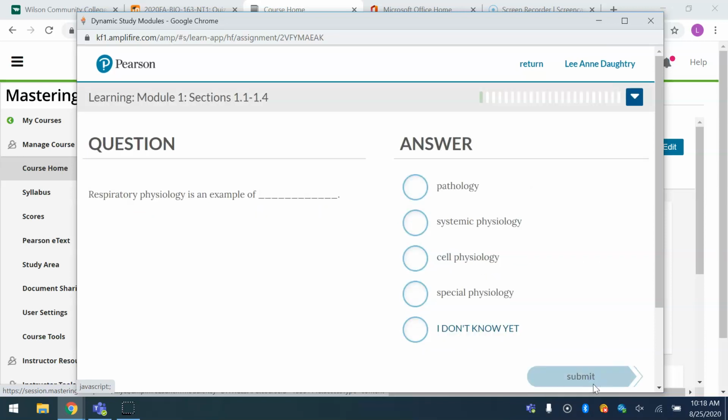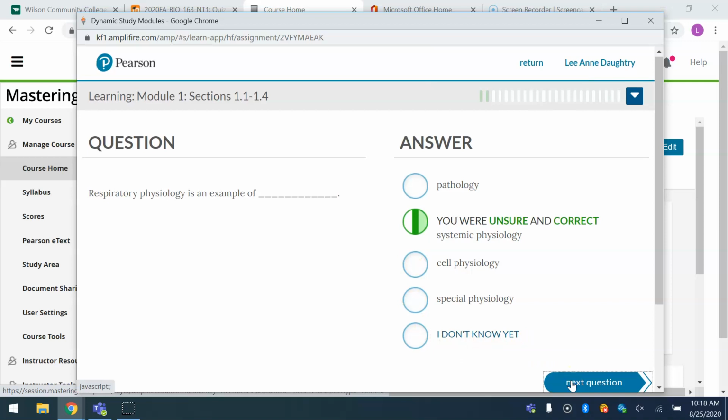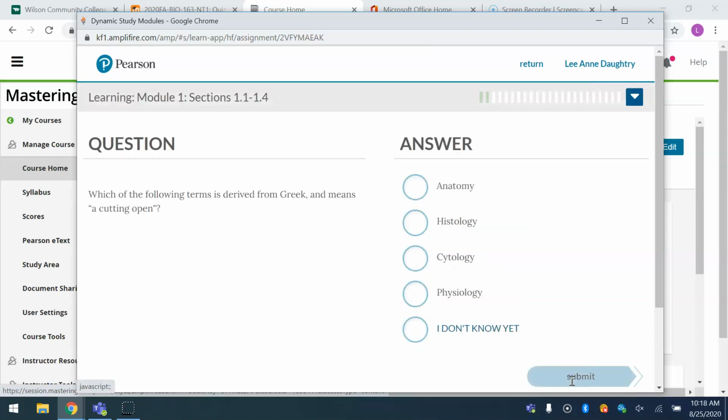Respiratory physiology is an example of blank. Is it pathology, systemic physiology, cell physiology, special physiology, or I don't know yet? So I'm going to guess that it is systemic physiology. I'm going to keep saying I'm unsure. And in that particular example, I was unsure, but I was also correct.